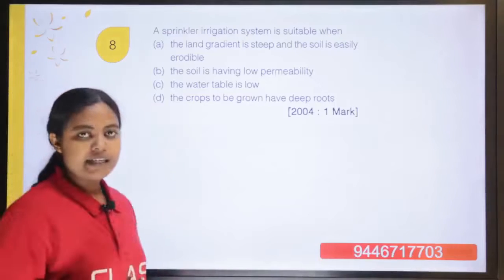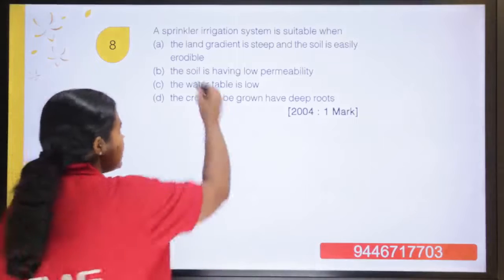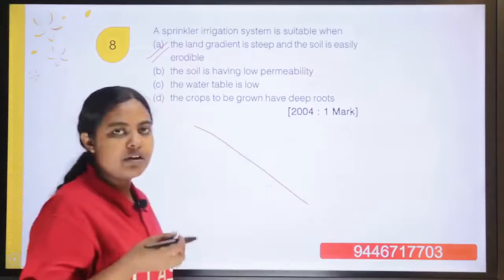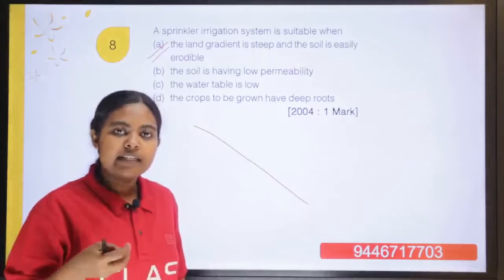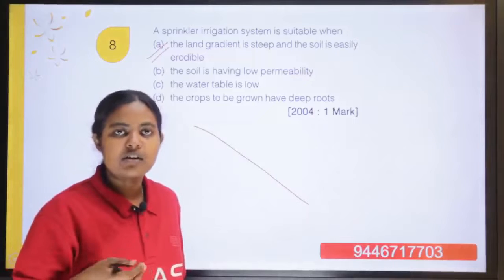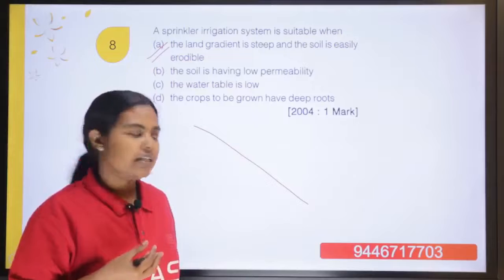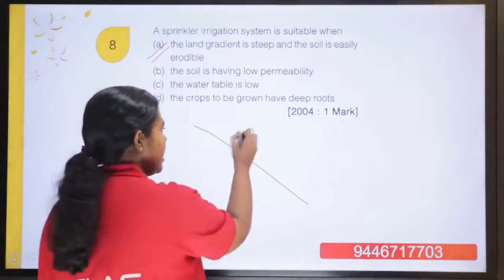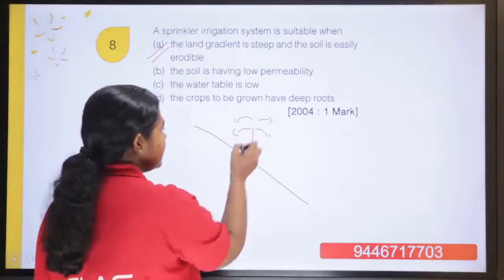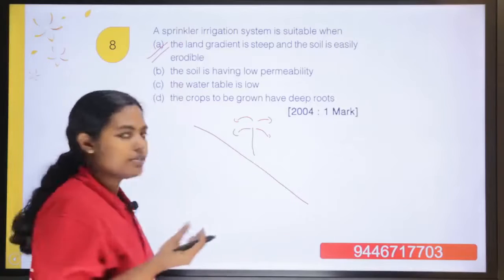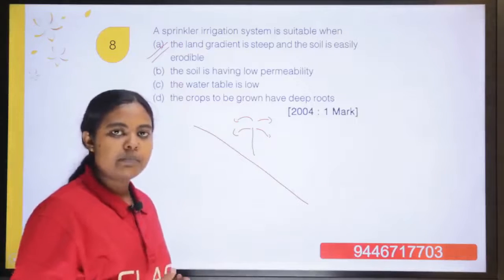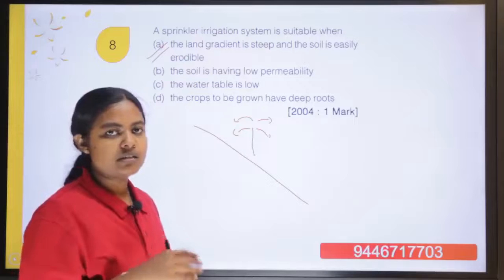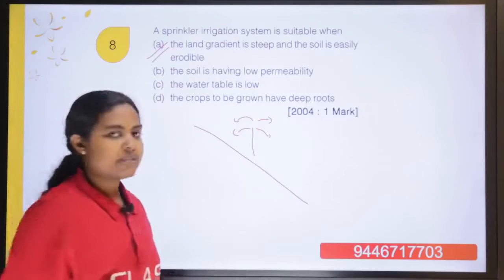Sprinkler irrigation is used in the first case, that is, when the land gradient is steep. If the land is highly sloping, then with other methods such as furrow irrigation or flooding irrigation, the water will easily flow down to the downstream end. If we provide irrigation by the sprinkler method, the water will be easily absorbed into the soil, and there will be minimum wastage of water due to the slope. So the answer to this question is A.